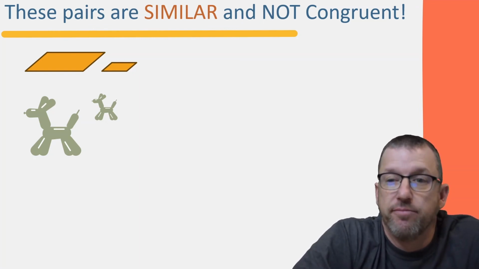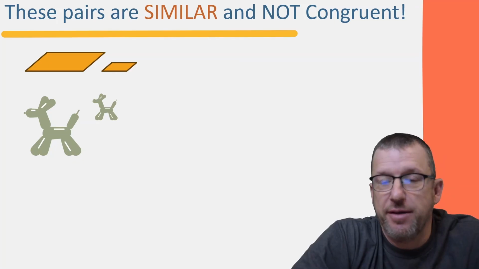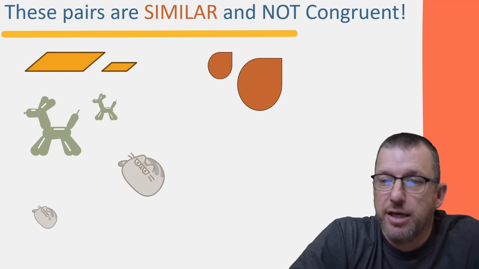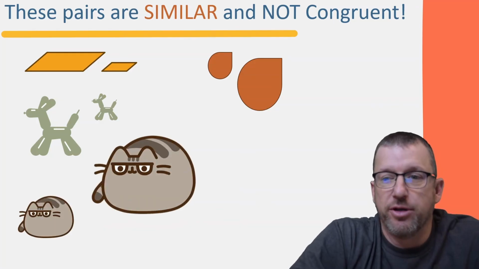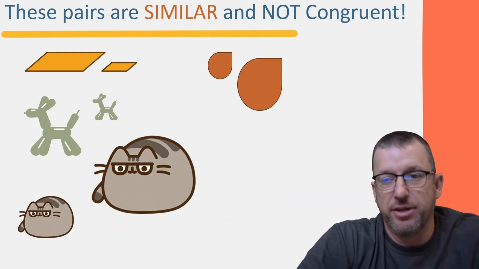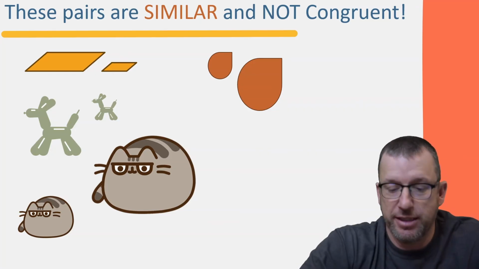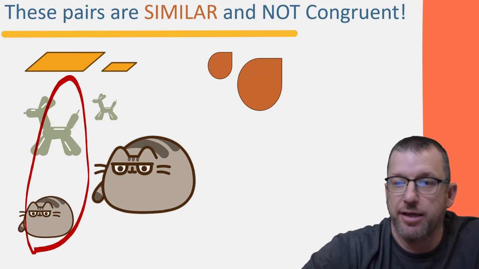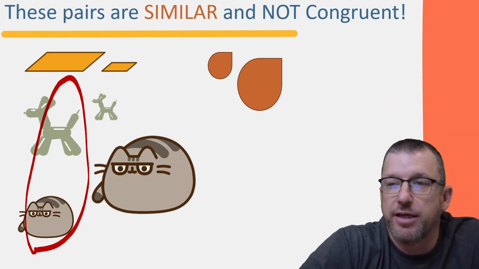So this balloon animal is bigger than the other one. Are they the same shape? Yes. Are they the same size? No. So they are similar. And you can just look at all these and say, these are all similar because one's bigger than the other, but the shape stayed in the same proportion. In other words, this face right here, this isn't a real tall cat. It's still the same proportion cat.